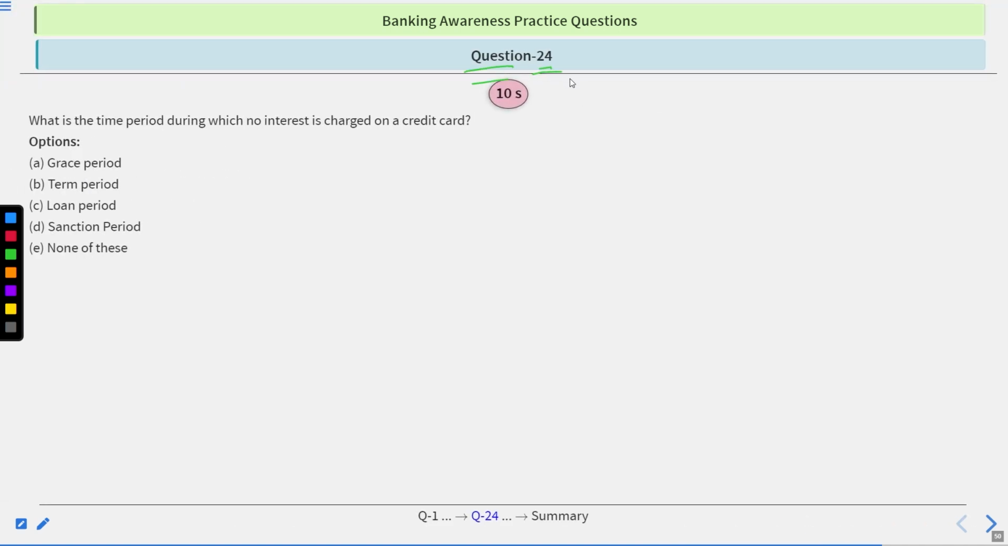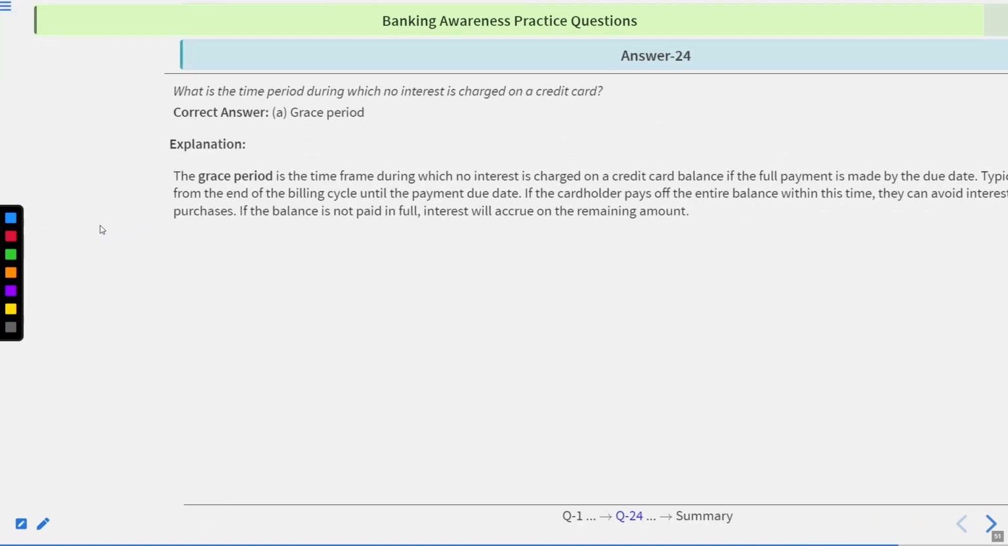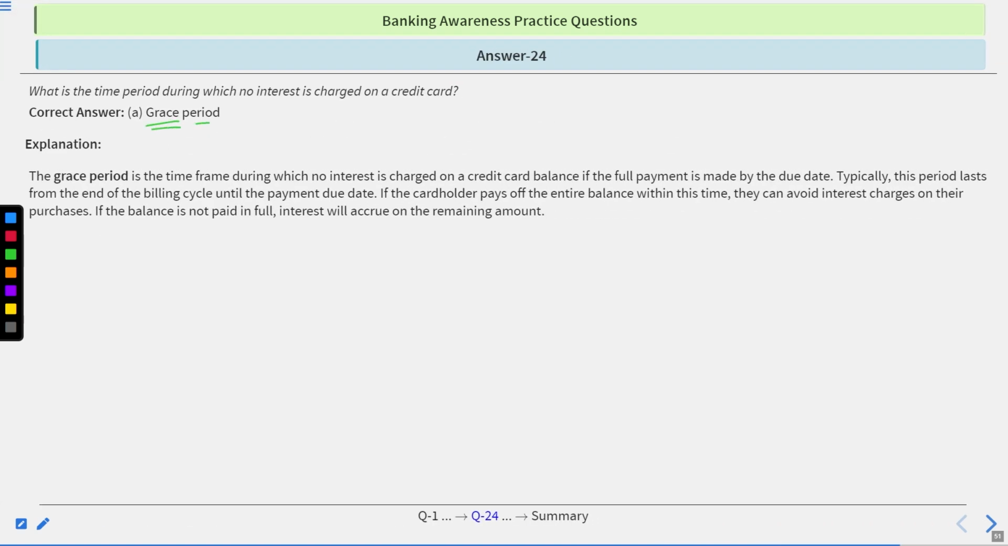Question number 24. What is the time period during which no interest is charged on a credit card? Grace period, term period, loan period, selection period, none of these. To answer this, again you will have 10 seconds, and I will give you the answer. Time starts now. Time's up. Correct answer is grace period.